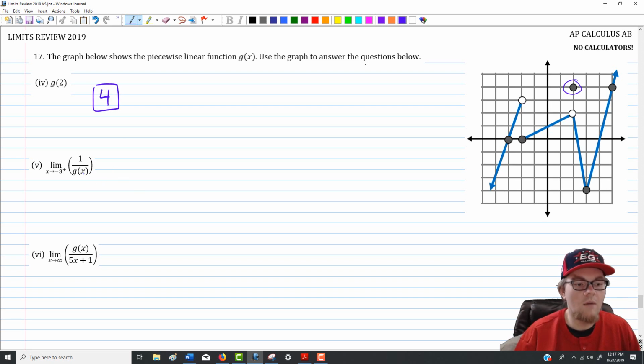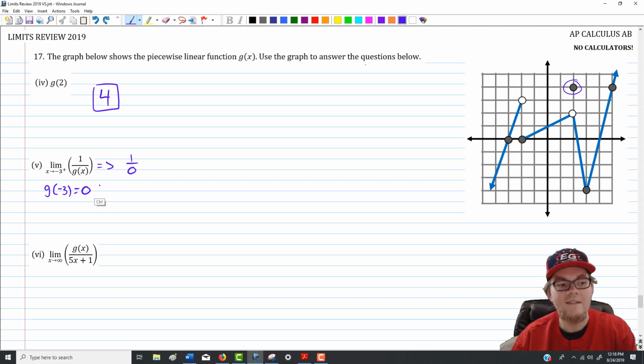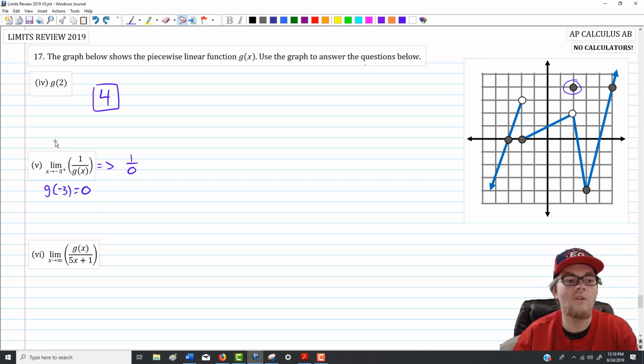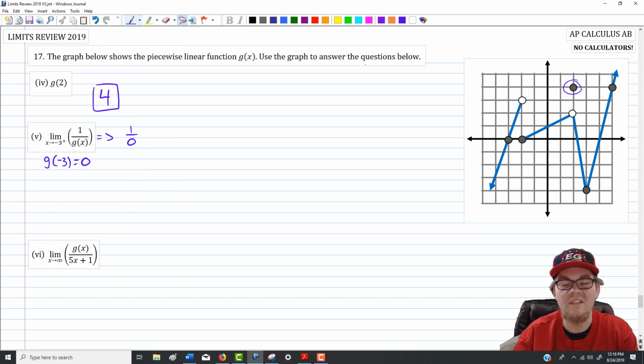Next, we have probably the most challenging question on this last page. It asks us for the limit as x approaches negative 3 from the right side. Looking at our picture, or trying direct substitution here, I can see that g of negative 3 is equal to 0. So it's very tempting to just say this equals 1 over 0, and it does not exist. Unfortunately, because this is a one-sided limit, it's not a good idea for us to just settle for simply saying it does not exist. We want to be more specific.